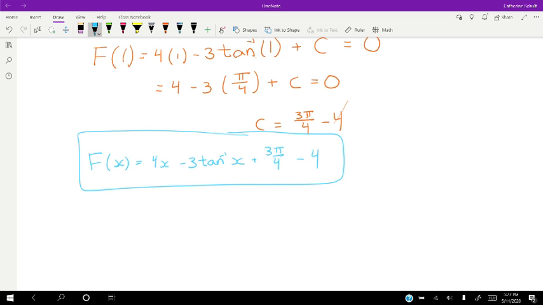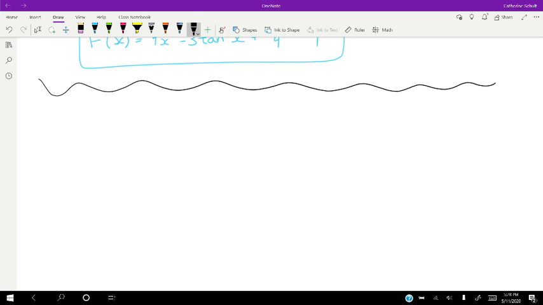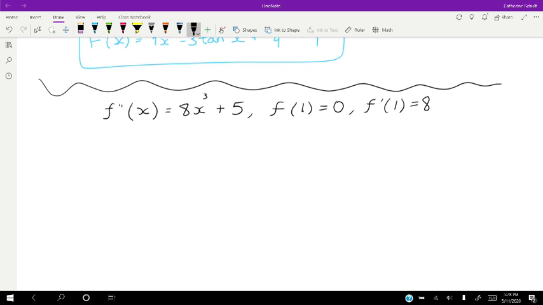All right, so let's look at another example like that. This time we're going to start with the double derivative, and we're going to be told the double derivative is 8x cubed plus 5. We have these conditions, F of 1 equals 0, F prime of 1 equals 8, and now we're going to find f of x. We're going to find that original parent function, okay? Well, we're going to have to take the antiderivative twice, okay?